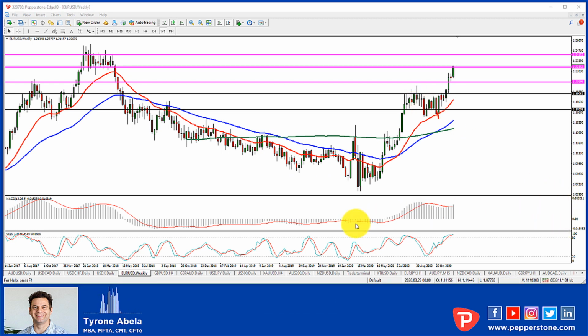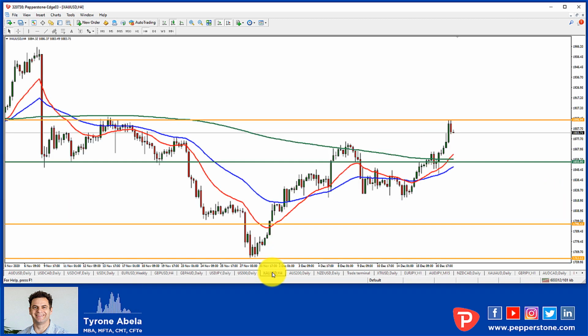All right, so the last one we'll have a look at is gold. We can see here that this has been on a real run now. You can see that we've got the series of higher highs and higher lows, trading well above the moving averages, and we got that cross that we were looking for quite a few weeks ago now, but it's certainly there.